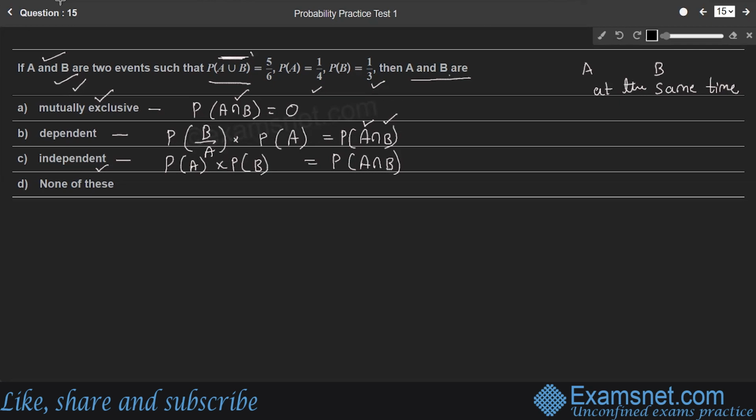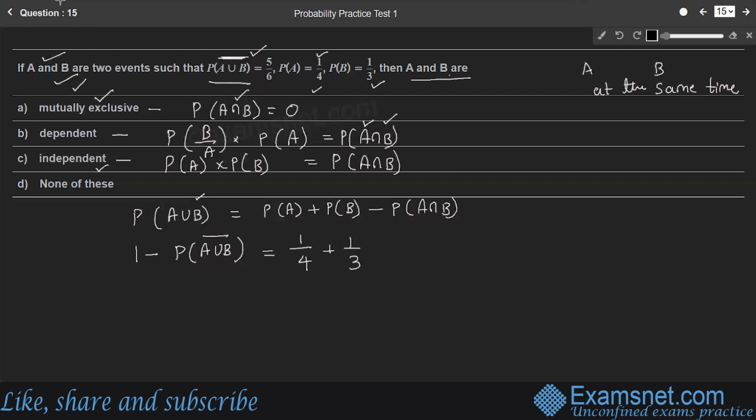So here probability of A union B prime is given. We'll find A union B, because to find probability of A intersection B, we use the formula: probability of A union B is equal to probability of A plus probability of B minus probability of A intersection B, right? Therefore, what is probability of A union B? It is 1 minus probability of A union B prime, is equal to probability of A. What is probability of A given? 1 by 4 is the probability, plus that of B is 1 by 3, minus probability of A intersection B.